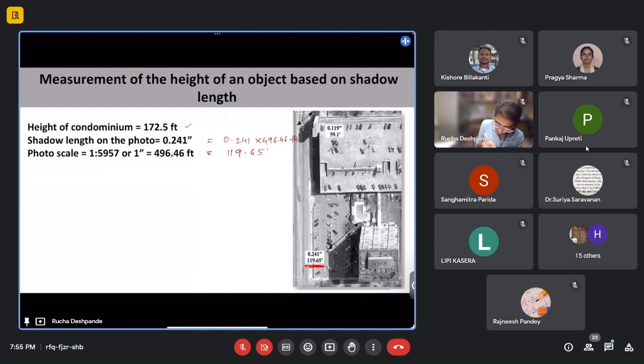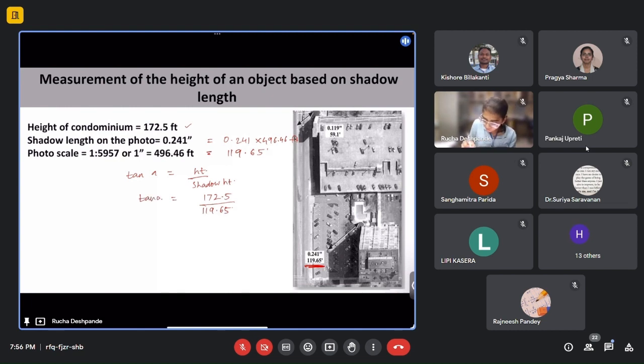So we have tan A, like here. We have height divided by shadow length, which is 172.5 divided by 119.65. This is tan A.